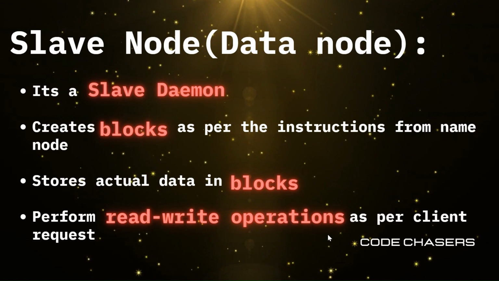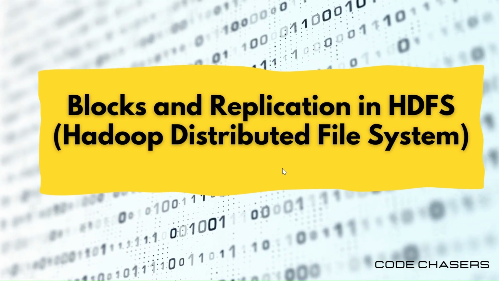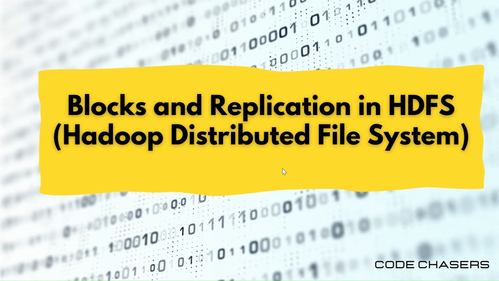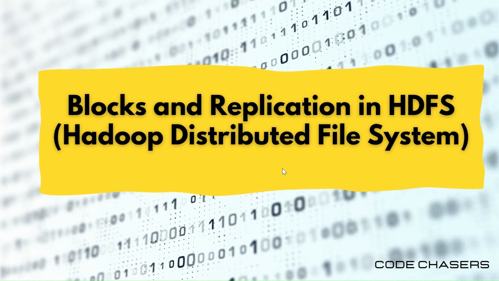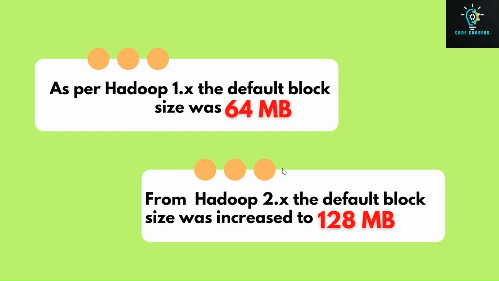Now, we'll jump into today's video. In this video, we will see blocks and replication in HDFS, that is Hadoop Distributed File System. Suppose we have a large file. Hadoop divides the large file into smaller blocks of data and processes the file. As per Hadoop 1.x version, the default block size was 64 MB. But from Hadoop 2.x versions, the default block size was increased to 128 MB.